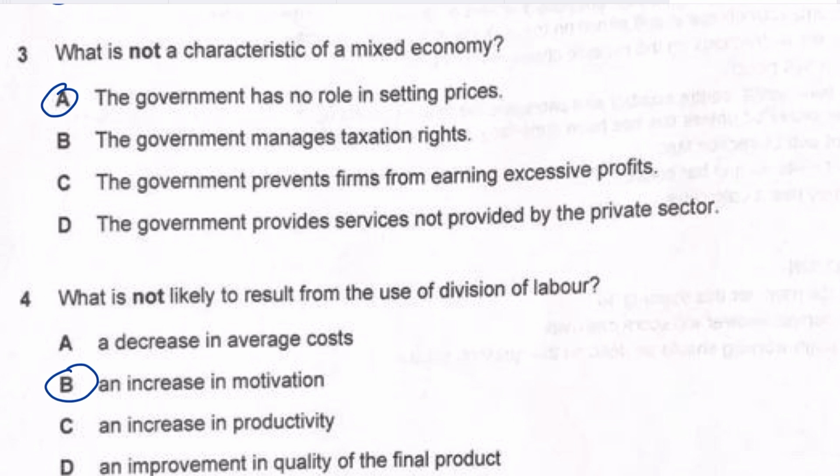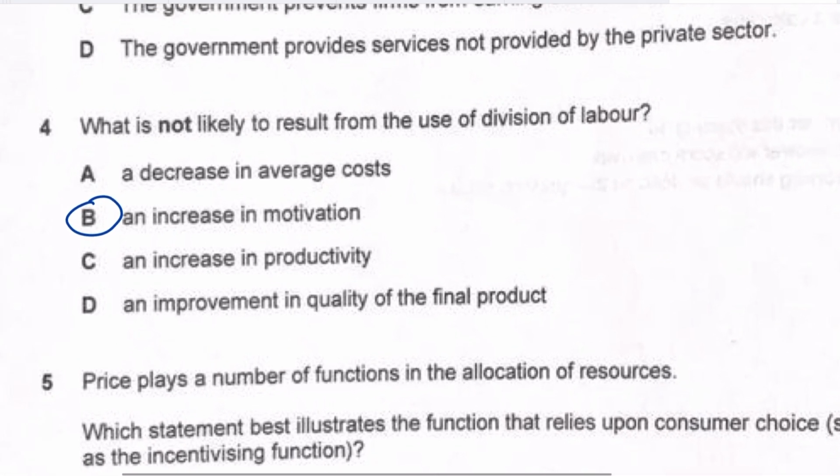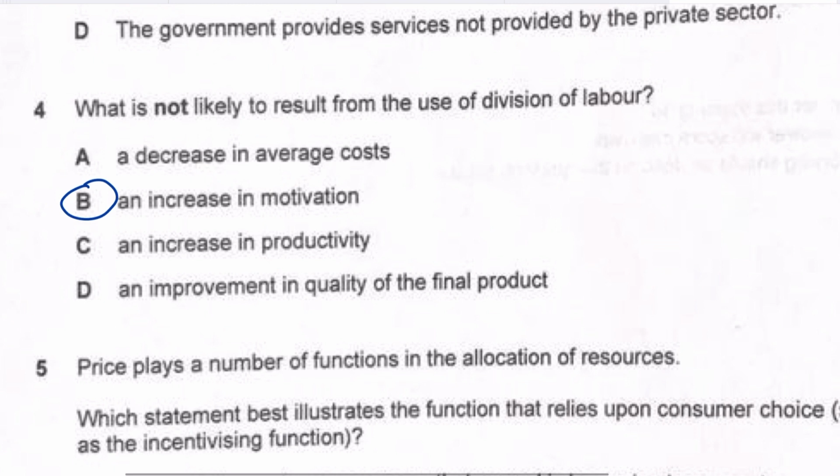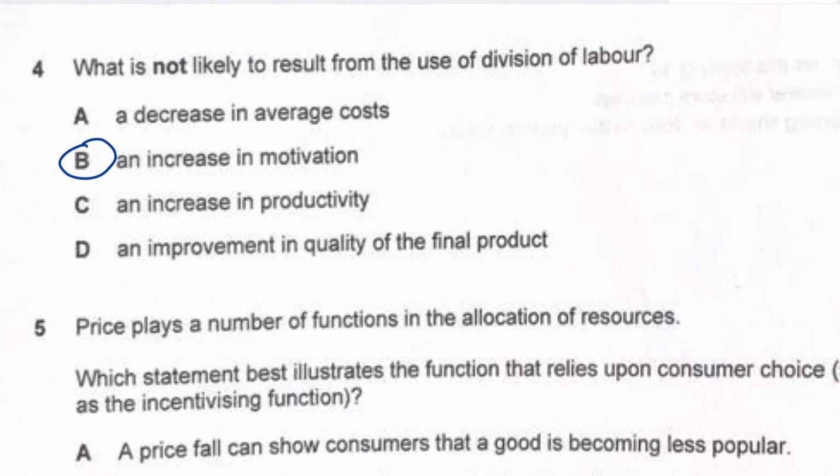Question 3 says, what is not a characteristic of a mixed economy? The correct answer would be A, because in a mixed economy, your government has a role in setting price. Question number 4 says, what is not likely to result from the use of a division of labor? The correct answer would be B, because motivation levels usually go down because of the monotonous nature of the work when you specialize and then you divide the task according to your abilities and skills.